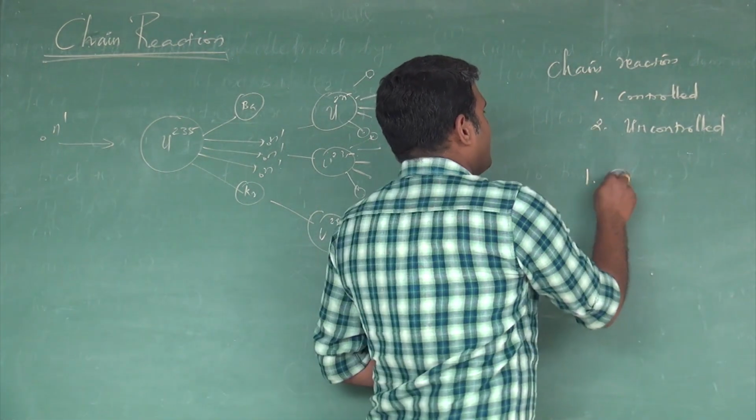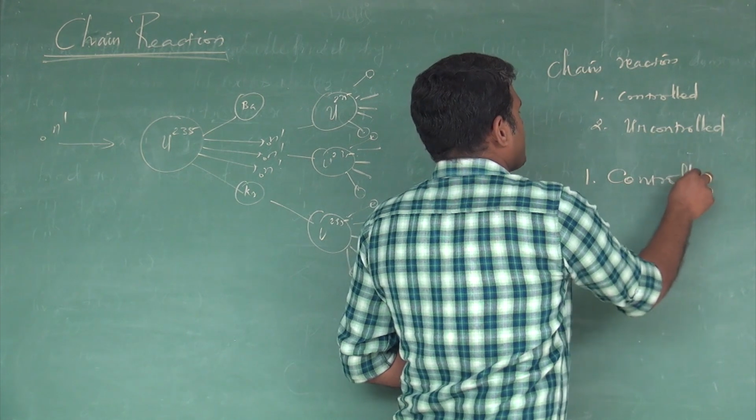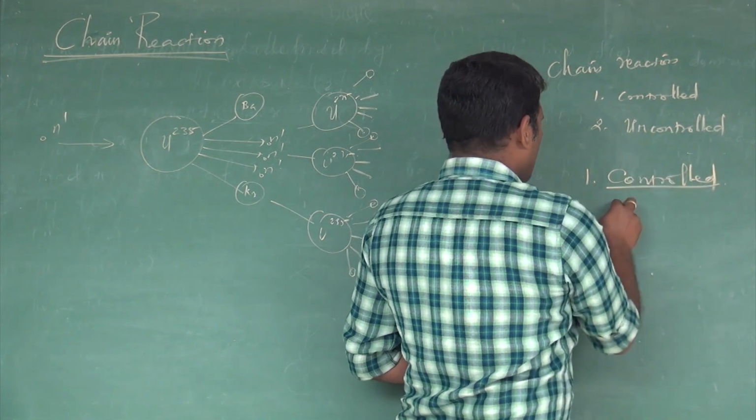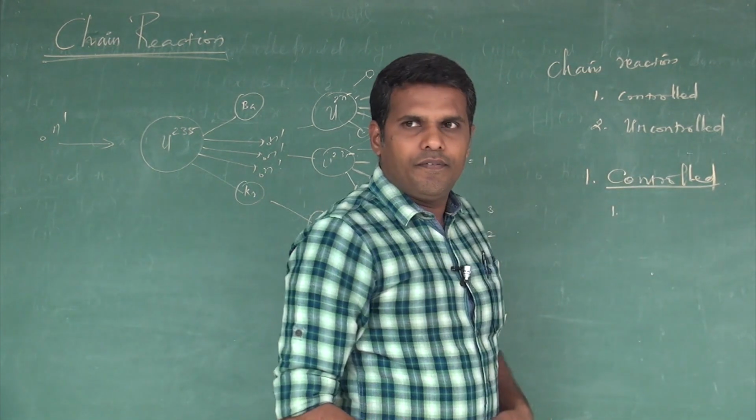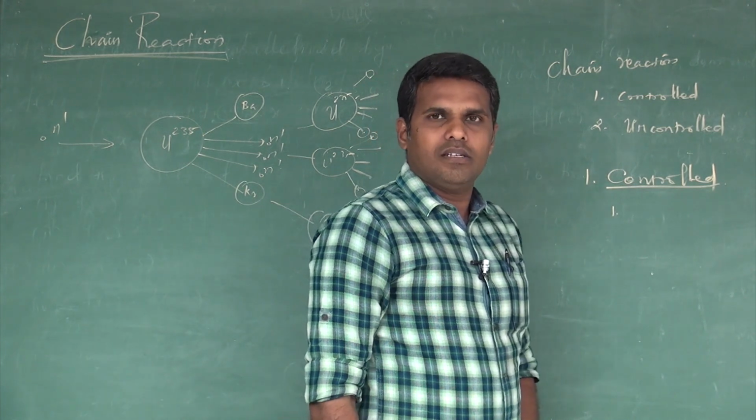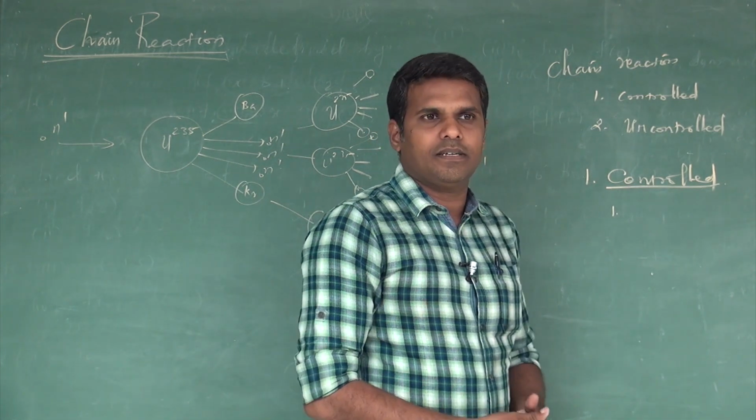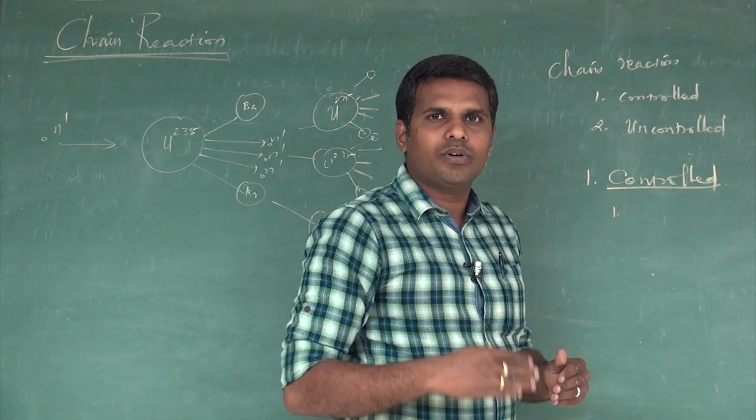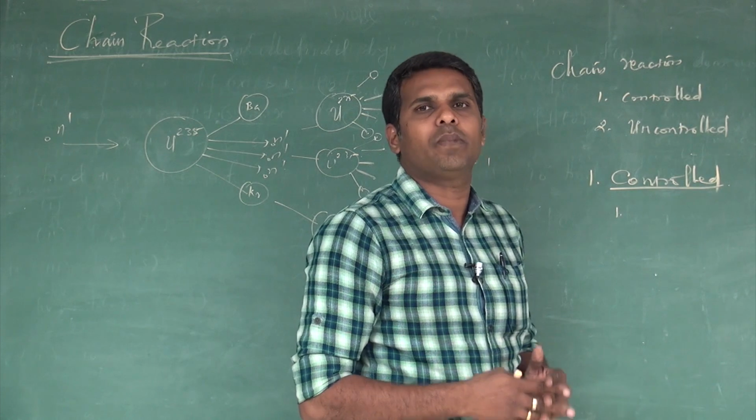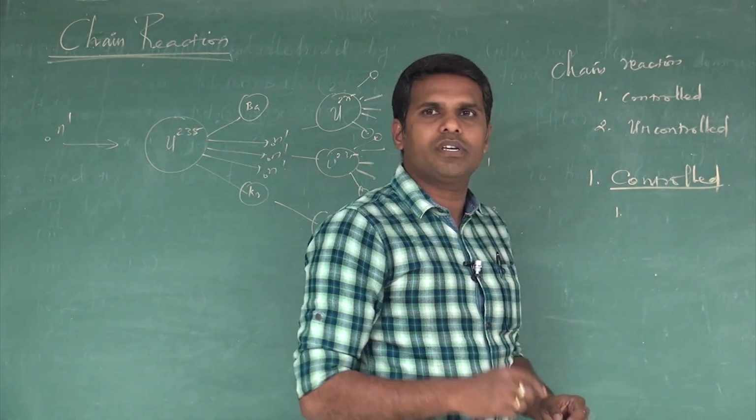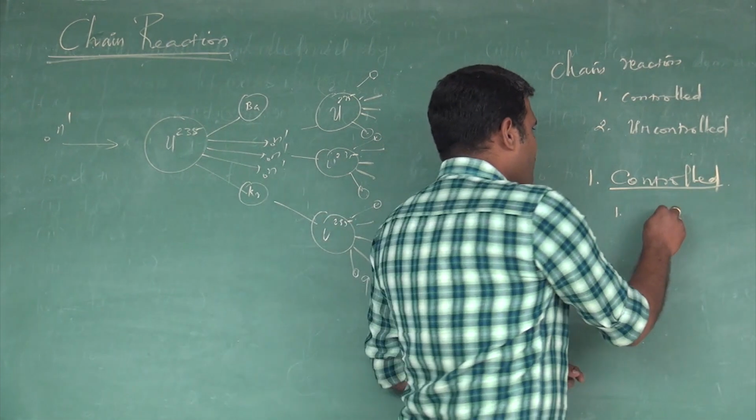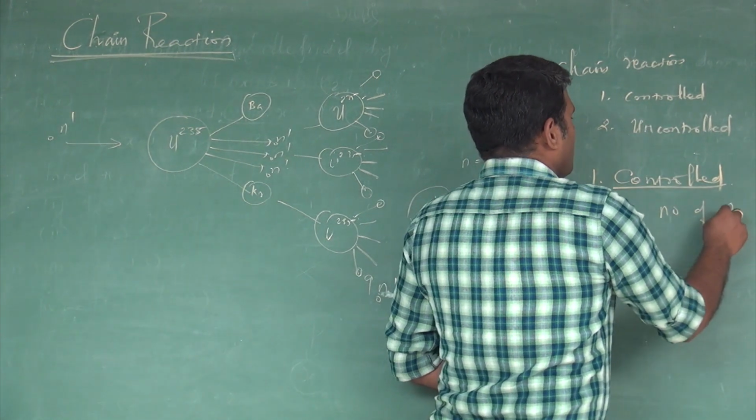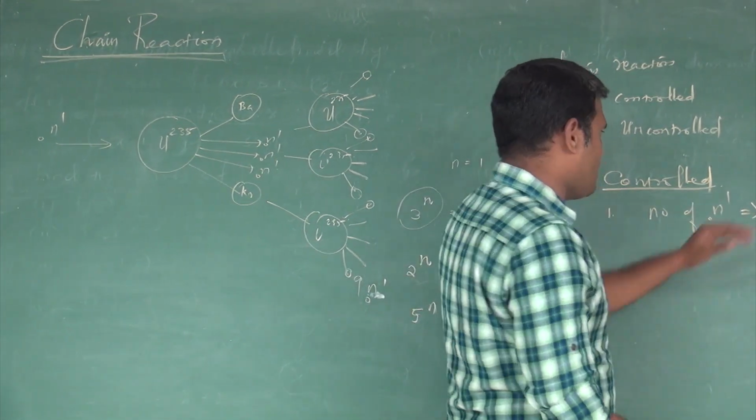In a controlled chain reaction, if 2 or 3 neutrons are produced in a nuclear fission reaction, the number of neutrons which are allowed to carry out further fission reaction is maintained constant and is almost equal to 1. So the number of neutrons is maintained to be equal to 1.